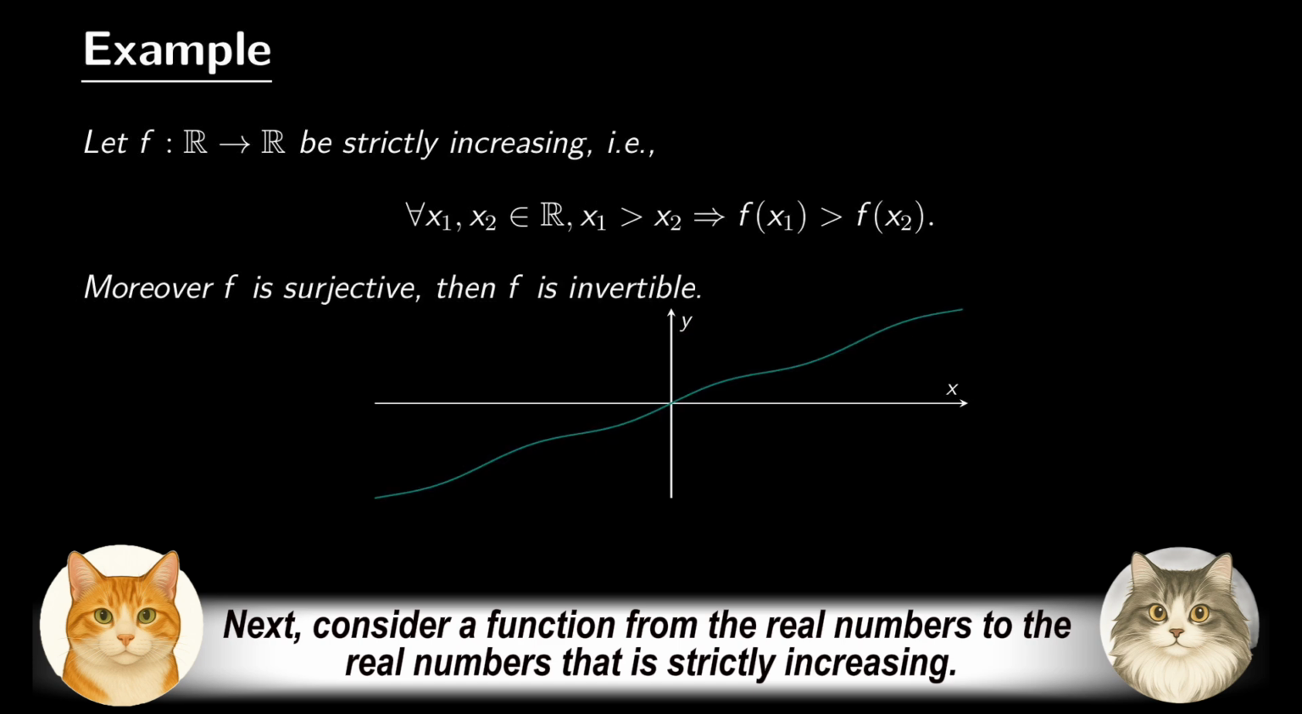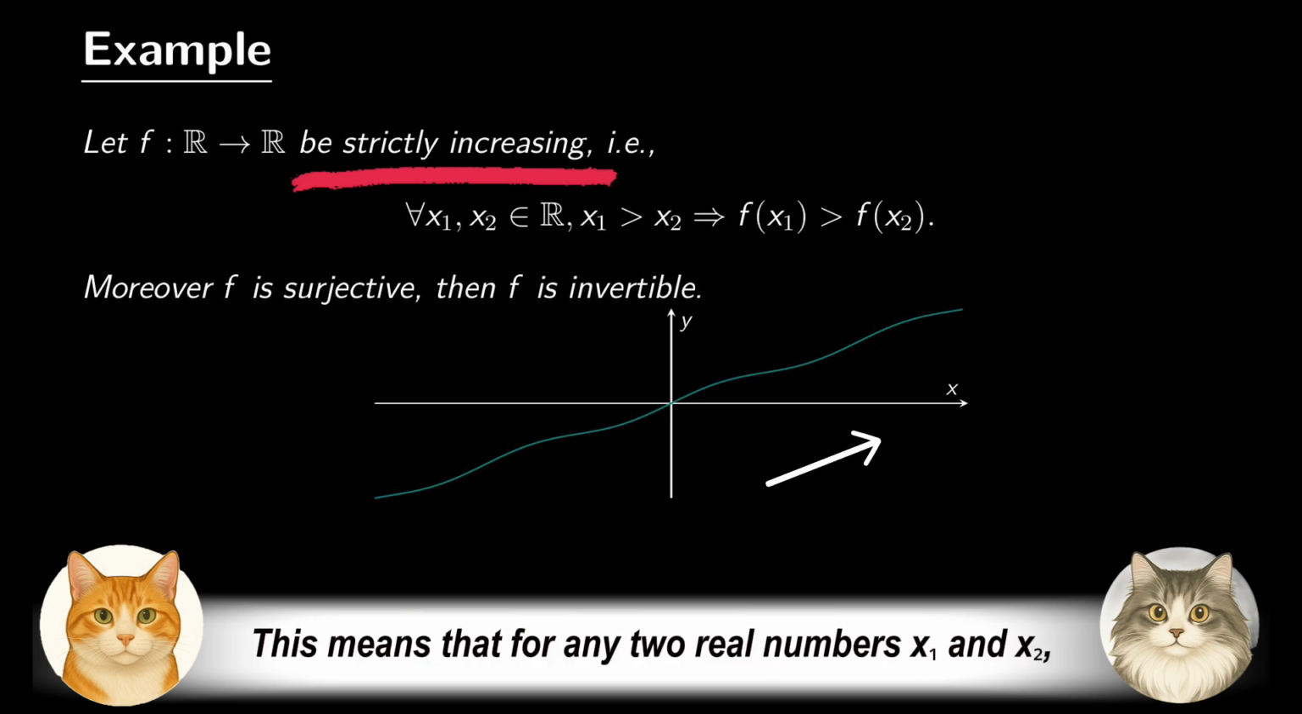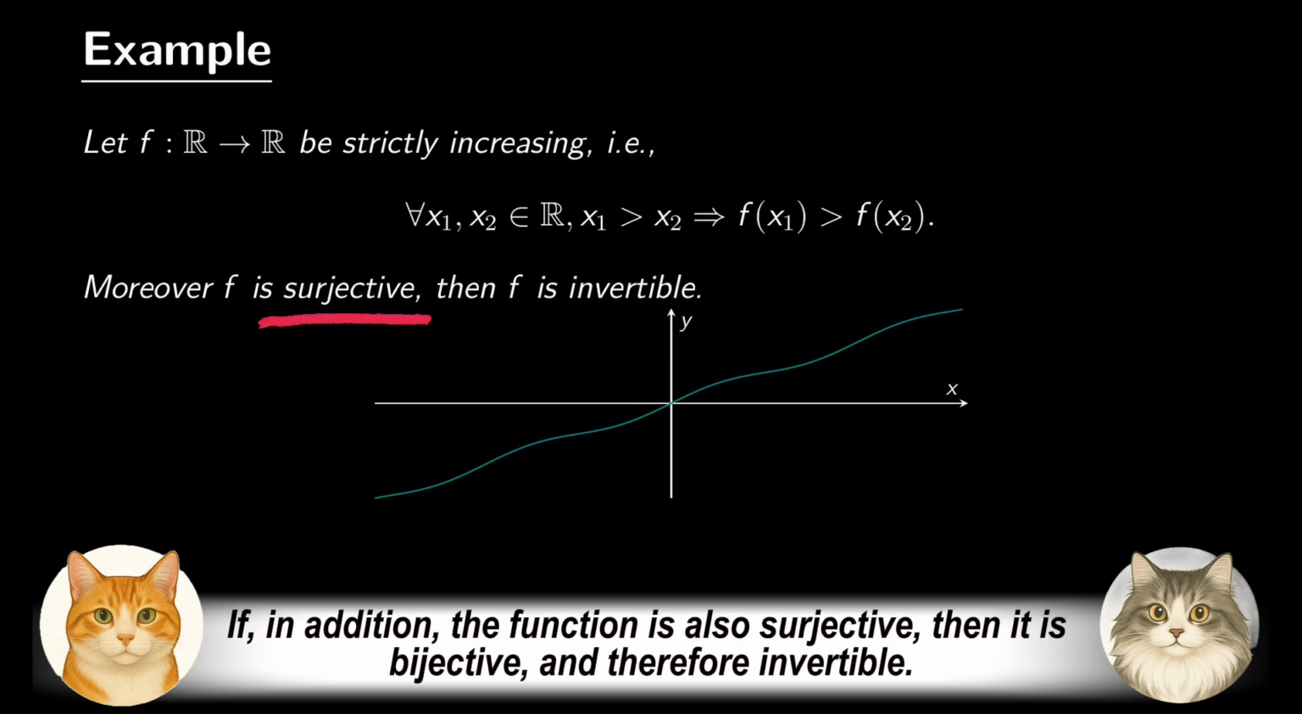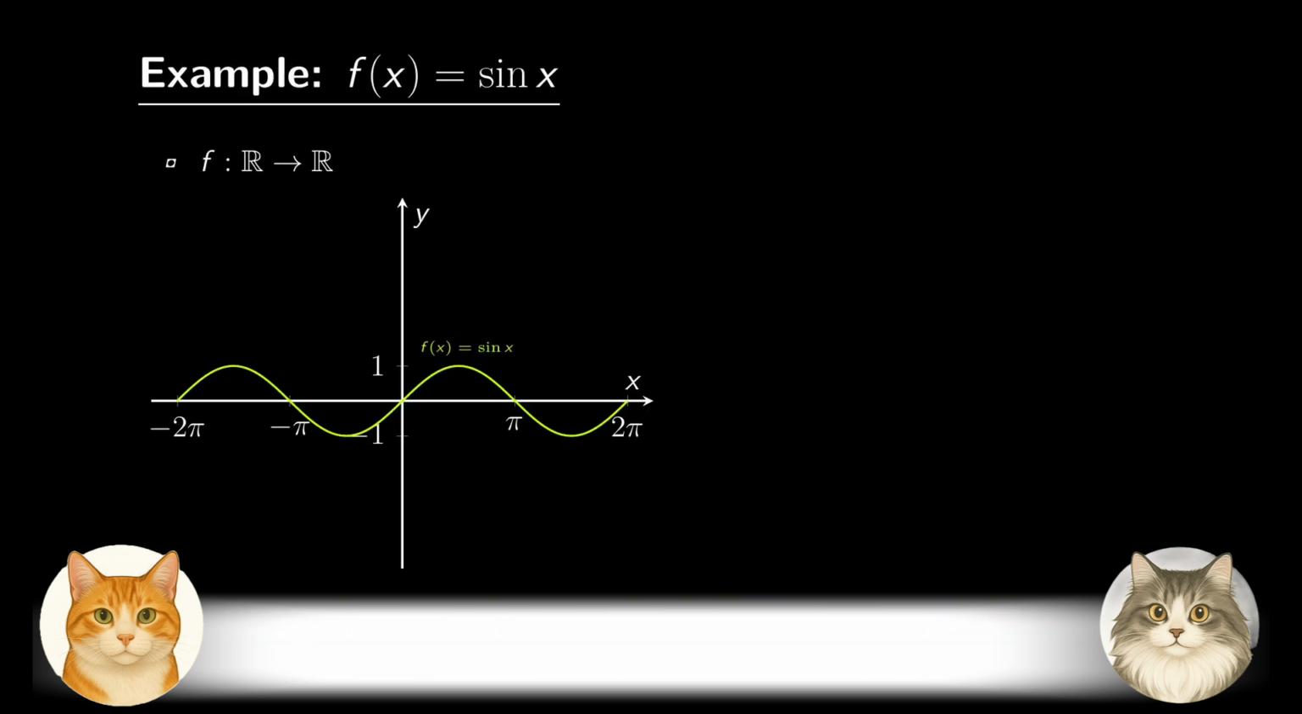Next, consider a function from the real numbers to the real numbers that is strictly increasing. This means that for any two real numbers, x1 and x2, if x1 is greater than x2, then f(x1) is greater than f(x2). Clearly, strict monotonicity implies injectivity. If, in addition, the function is also surjective, then it is bijective, and therefore invertible.